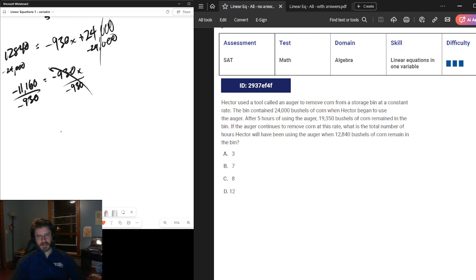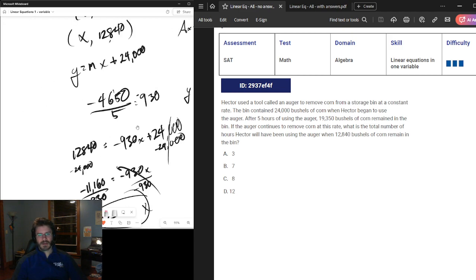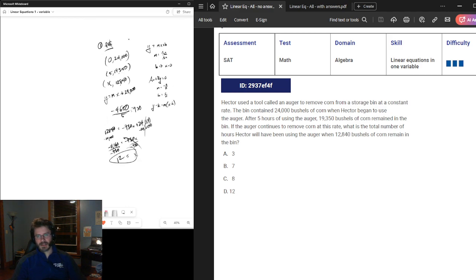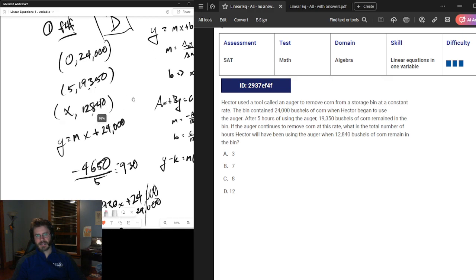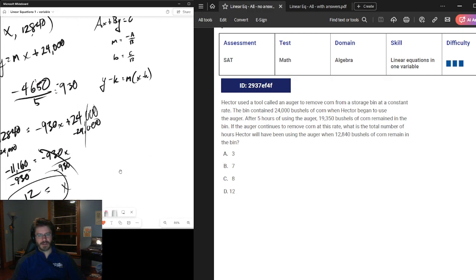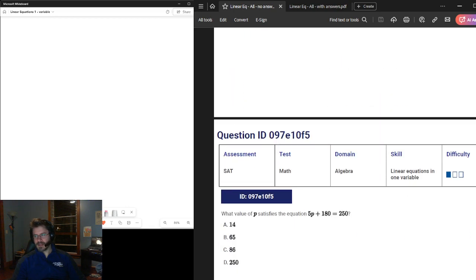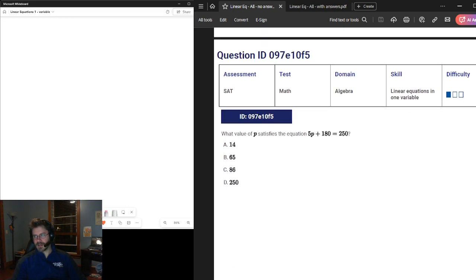And those negative 930s cancel out. We get x equals what? So negative 11,160 divided by 930, negative 930, is 12. So that should be our answer, option D. And that feels like an ending question. You might see that in questions 20 through 22 in a module. The ending questions tend to be a bit harder than any of the other ones in the module.